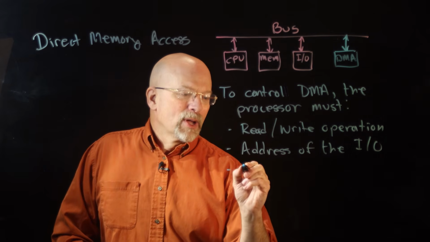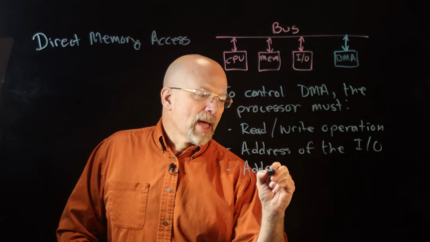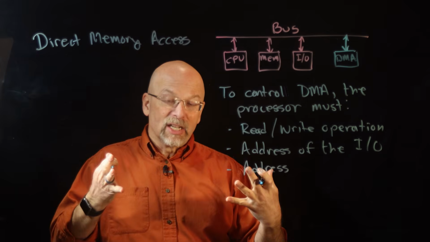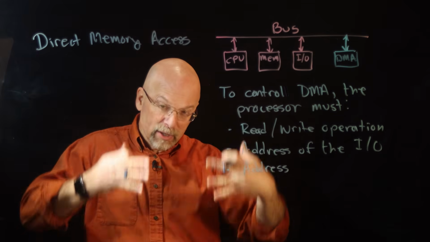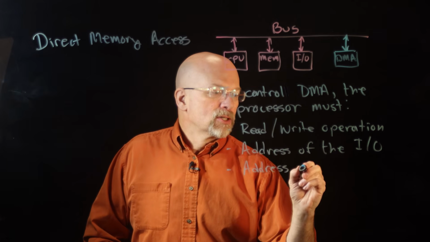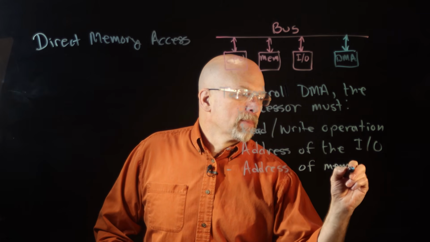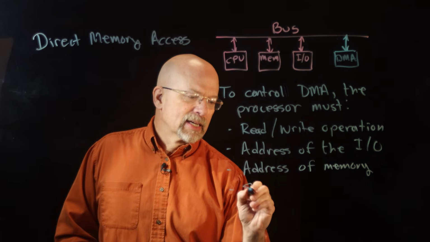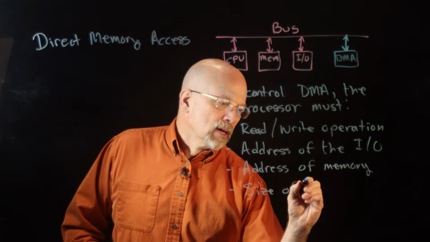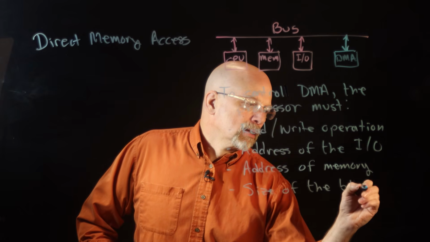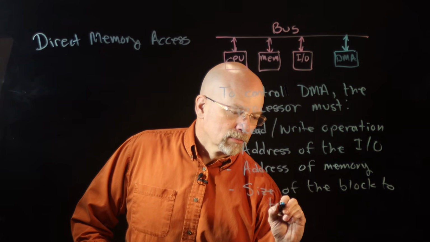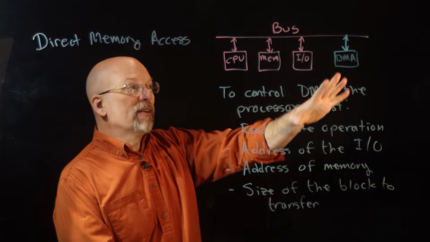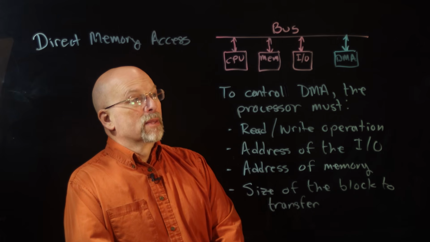All right. Then we also need the address of memory that we're accessing, and by the way, both of these addresses are going to be starting addresses, the initial address where we're going to start this block transfer of data. And then the last thing is the size of the block to transfer. Those 4 things are enough to get the DMA started.